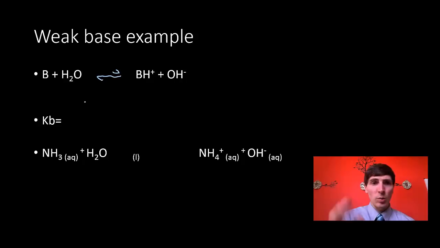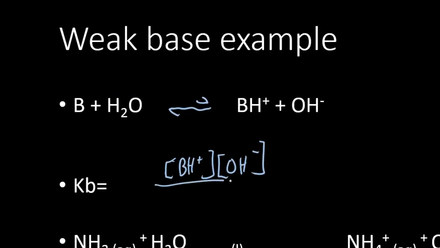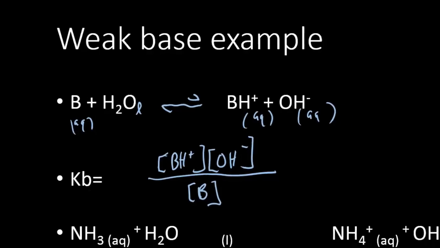And so if I look at my Kb expression, we can say that the Kb is equal to the concentration of BH plus times the concentration of OH minus, all divided by the concentration of our base. This is a liquid, so we're not going to worry about that. All of these other things are going to be aqueous. And so this is a Kb.